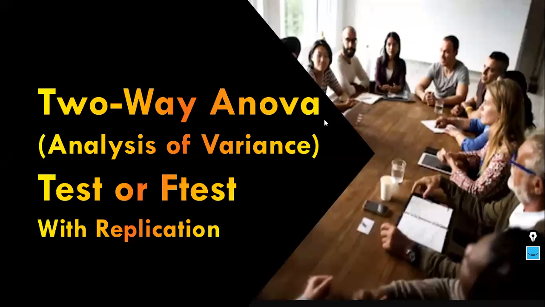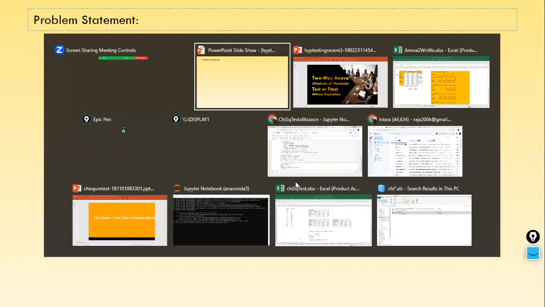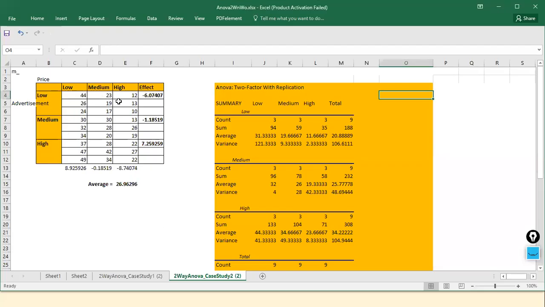The next test is the two-way ANOVA with replication. So far we discussed without replication. Now, with replication, how are we going to do it? For that, we are going to take another case study. And this is the data set given to you. You have it in your hand.